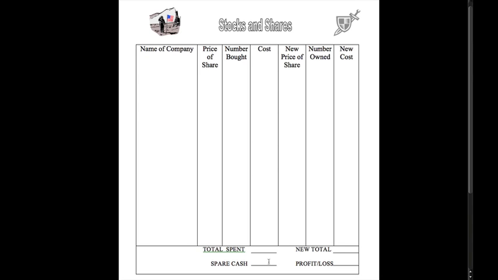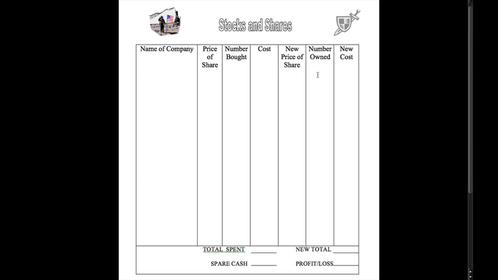Now we'll carry on as if we are revisiting the shares that we bought. Go back to the information that the teacher has given you and find the companies that you have bought shares in. In our fifth column, write in the new price of the share, and you'll be immediately able to see whether or not the price you've got here now is the price that you bought it for.